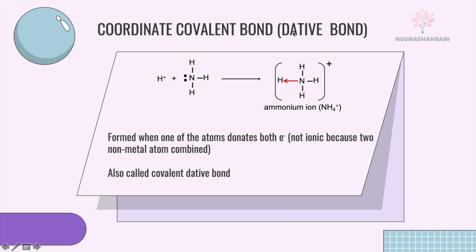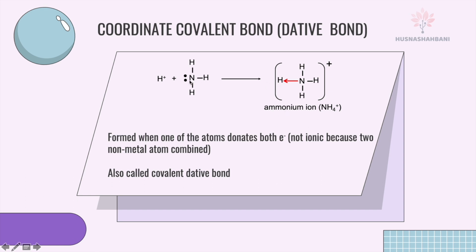Coordinate covalent bond or dative bond. Coordinate covalent bond or dative bond forms when one of the atoms donates both electrons. So this is not ionic because two nonmetals are combined. Even though there is a transfer of electron in dative bond, this is not ionic because ionic forms from one metal atom and another non-metal atom. But here, both are non-metal atoms combined. So it is dative bond or coordinate covalent bond, also called covalent dative bond.